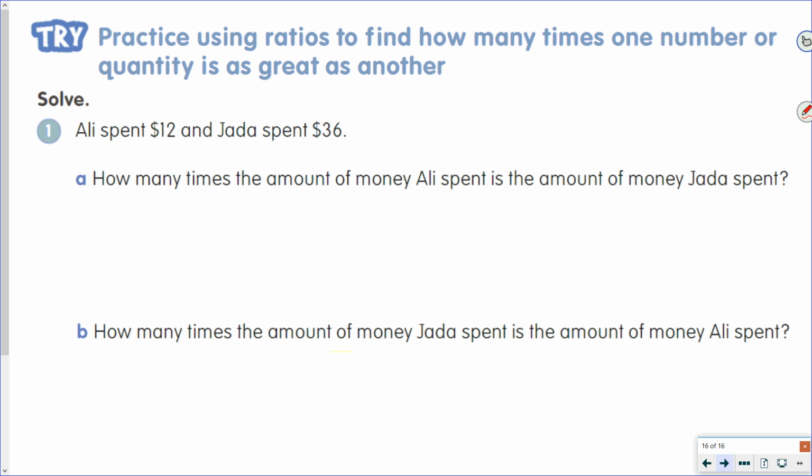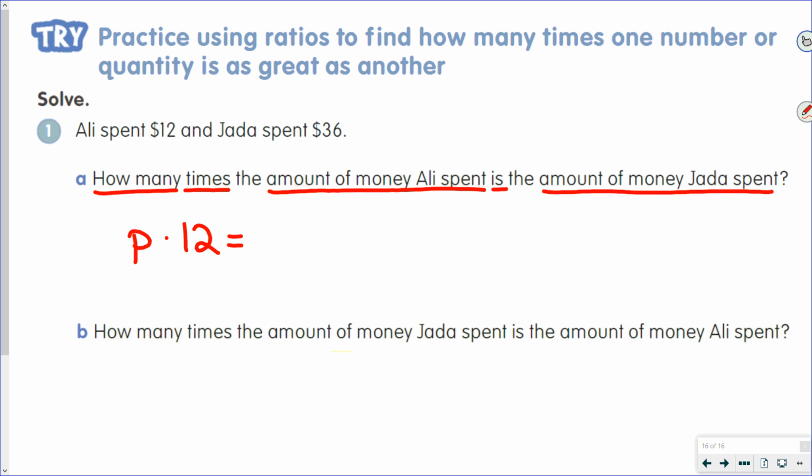So if Allie spent $12 and Jada spent $36, so again, how many? We don't know. Times, we multiply. The amount of money Allie spent is 12, is our equal sign. The amount of money Jada spent is 36. Divide both sides by 12. P equals 3.